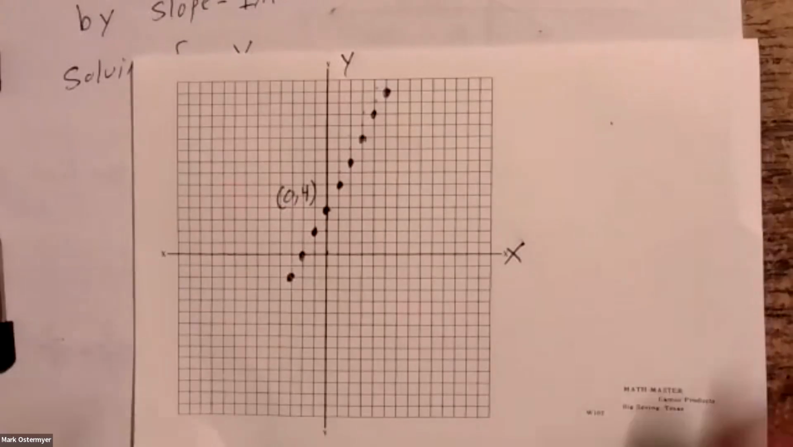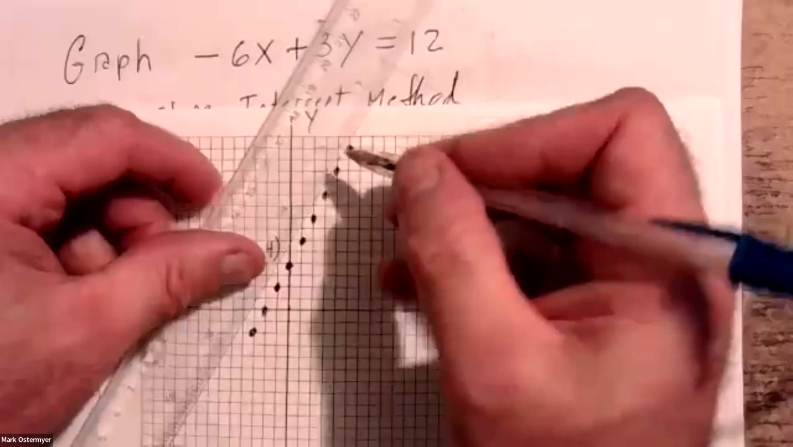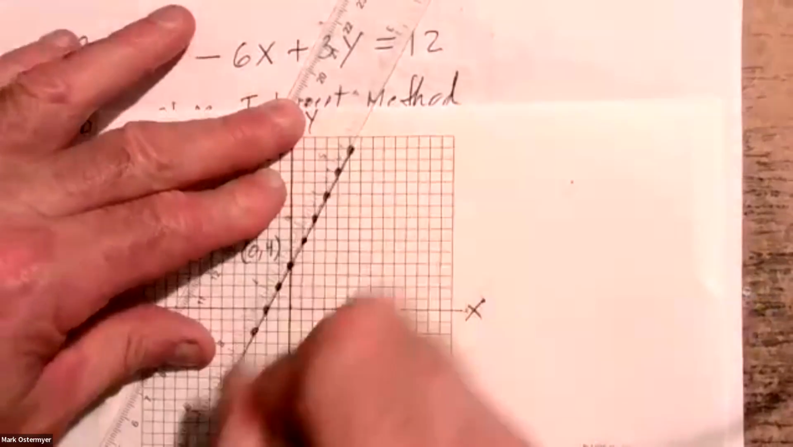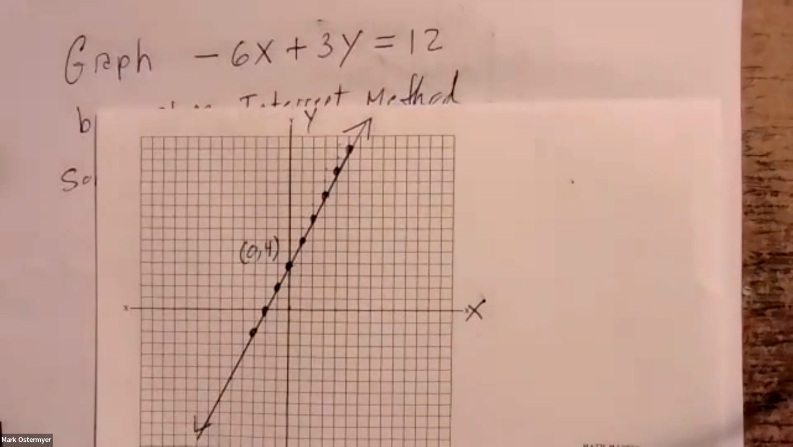They have to be because this is a linear relationship, and linear functions have straight line or line graphs. Connect the points with the line and we are done. We have the graph of negative 6x plus 3y equals 12.